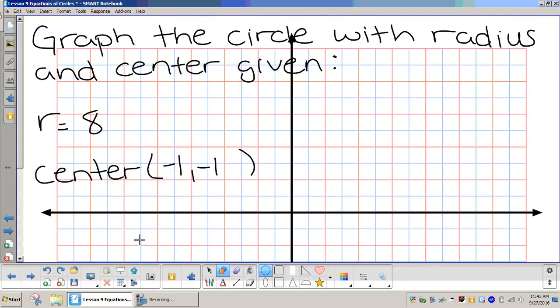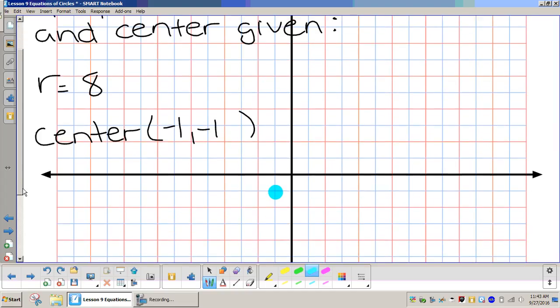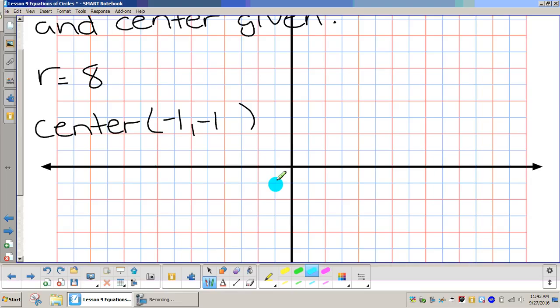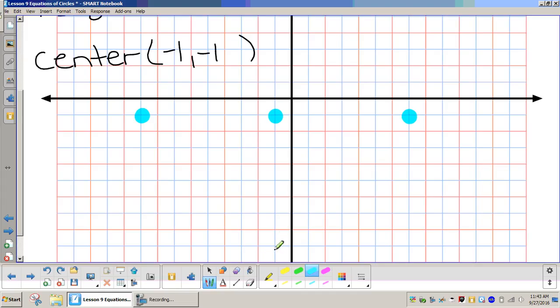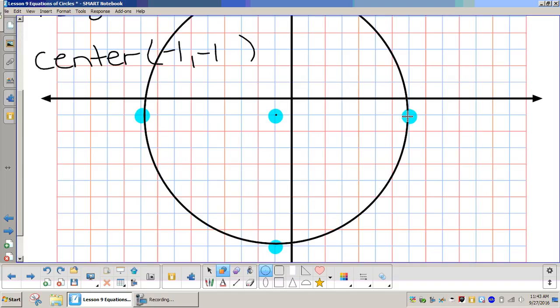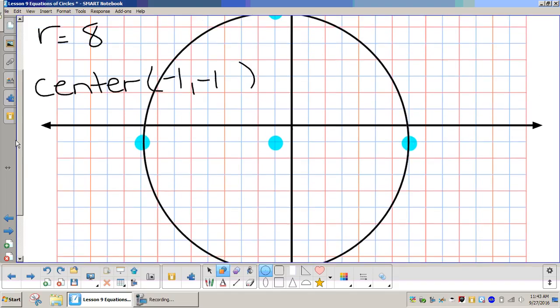So pause and graph this circle. So my center is at -1, -1. I have a radius of 8. So I have 4 points 8 units away. 1, 2, 3, 4, 5, 6, 7, 8. This should be a pretty big circle. And again, you can just sketch. I'll use the circle tool, and there it is.